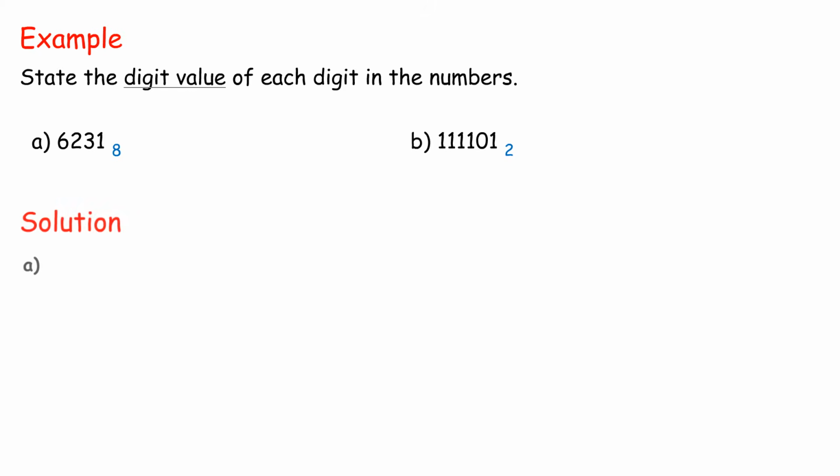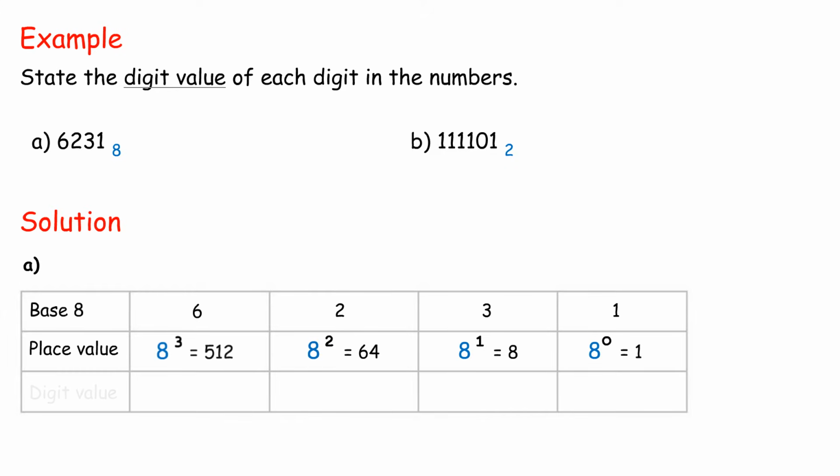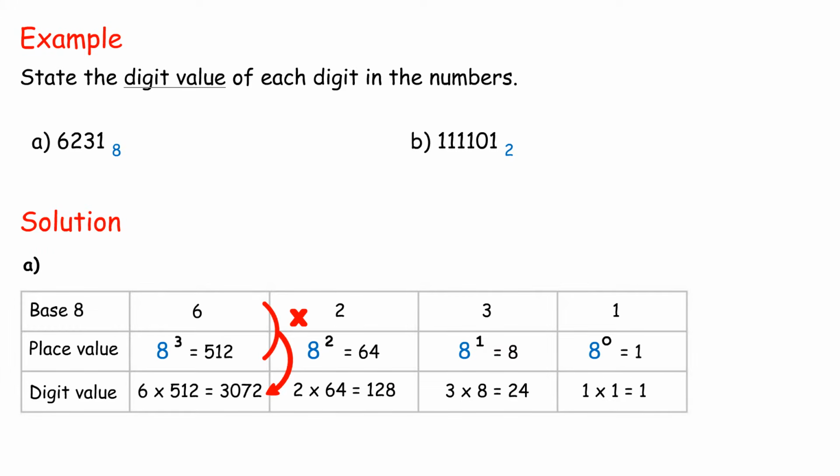Solution: A. First, write down the digit in base 8. After that, write down the place value from right to left. Next, in order to find out the digit value, digit in base 8 times place value. 1 times 1 equals 1. 3 times 8 equals 24. 2 times 64 equals 128. And 6 times 512 equals 3072.